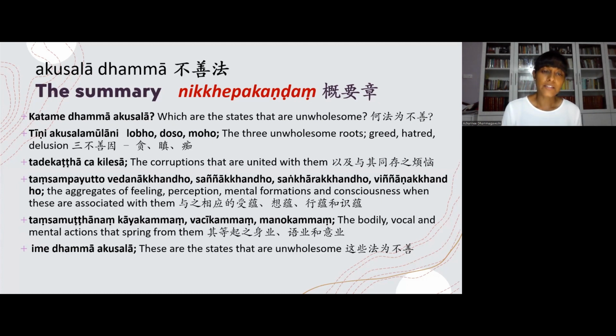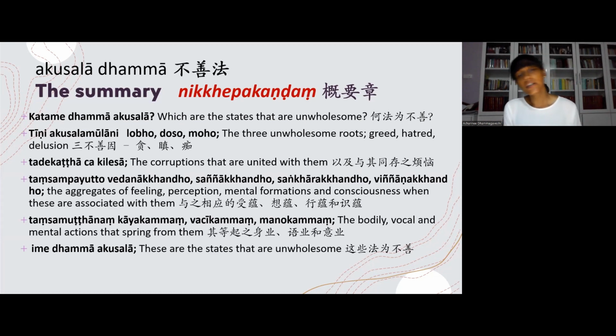It's basically Loba is kind of like attachment, and dosa is aversion. So you can't have attachment and aversion arising together in the same chitta. Therefore, those two will never arise together. So the maximum number of akusala mula that you can have in a chitta would be 2, and the minimum would be 1.